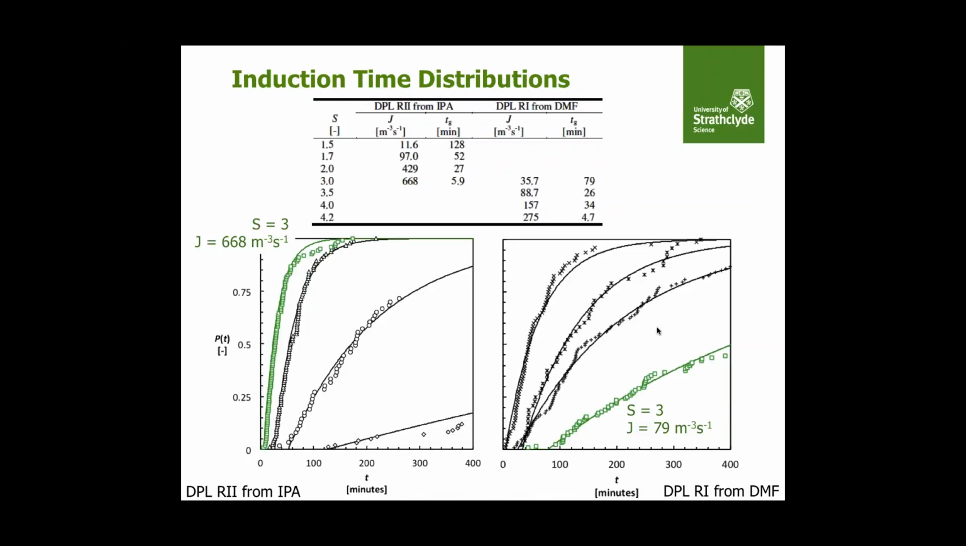So we did that, for instance, for a chiral compound in different solvents. So here you see the different induction time probability plots at various supersaturations. And for each plot we can determine the nucleation rate at a certain supersaturation. And that actually indicated that the nucleation rate in one solvent is much faster than the nucleation rate in another solvent at the same supersaturation ratio. So quite valuable kinetic information on crystallizing systems.